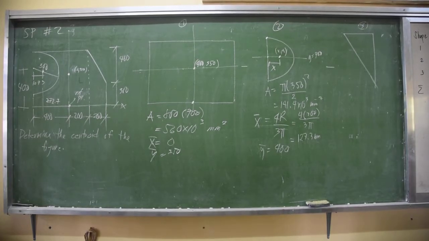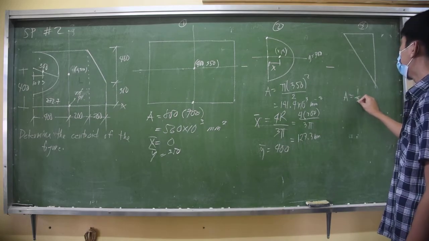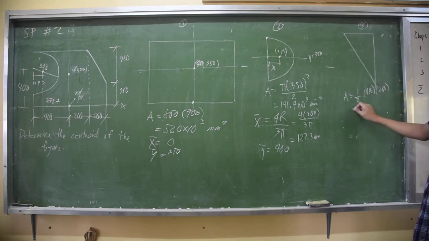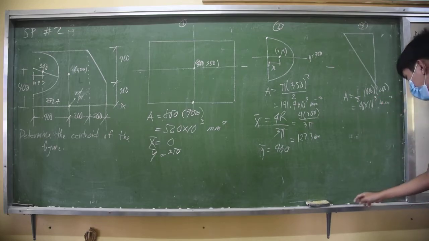Then last is our triangle. So, area of a triangle is equal to 1/2 of your base times your height. So that is equal to 40 times 10 raised to 3 mm squared.